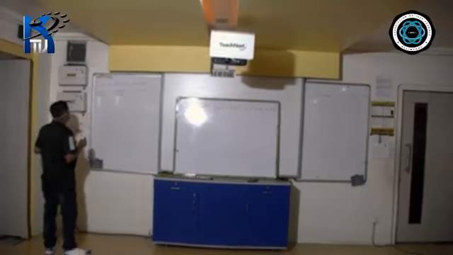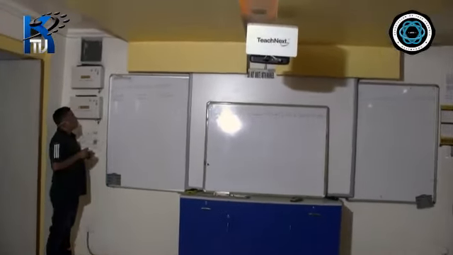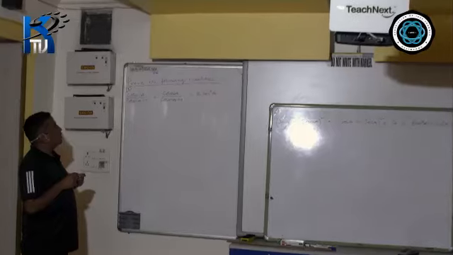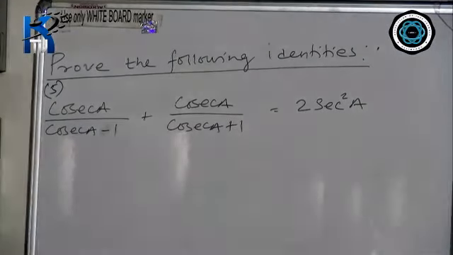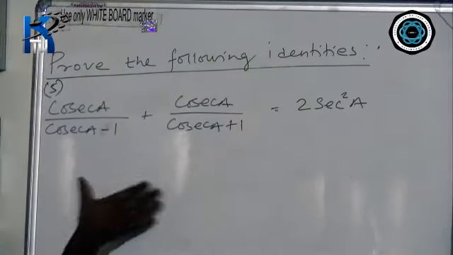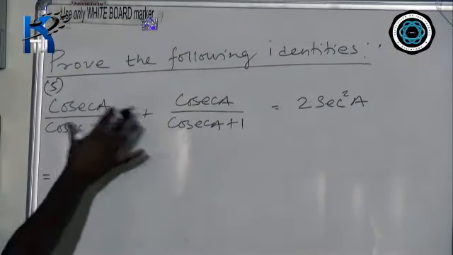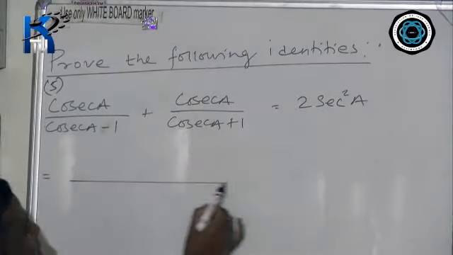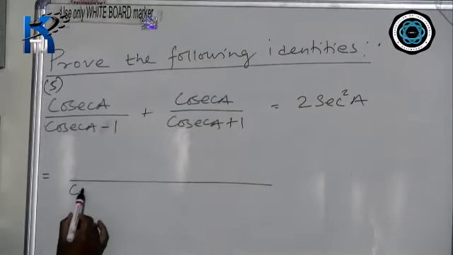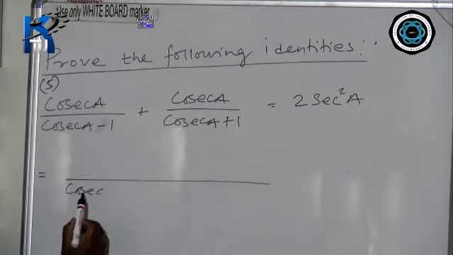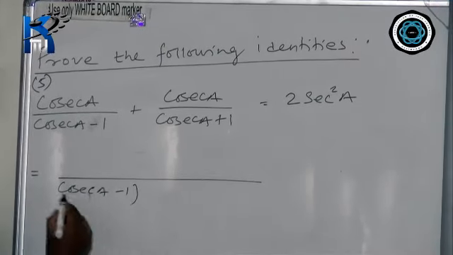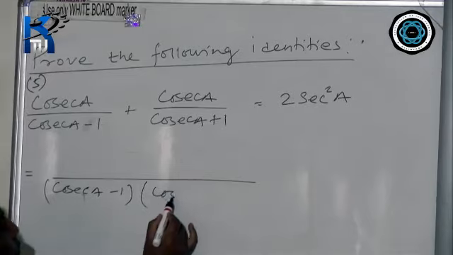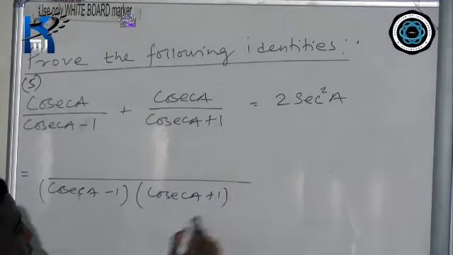Okay, now question number 5. Cosec A divided by cosec A minus 1 plus cosec A divided by cosec A plus 1 equals to 2 sec square A. Again, you have to take out LCM. This is left hand side. You can write LHS and you can copy left hand side. Now LCM. LCM means again denominator everything. Cosec A minus 1 into cosec A plus 1.